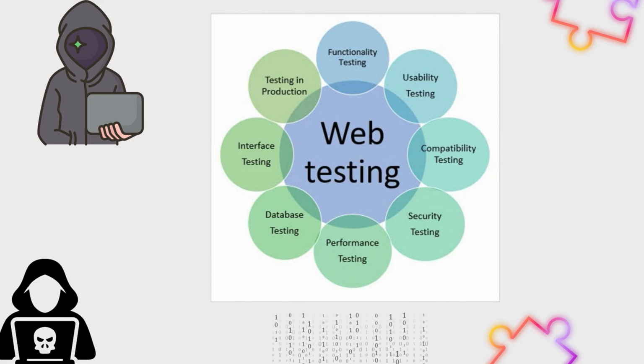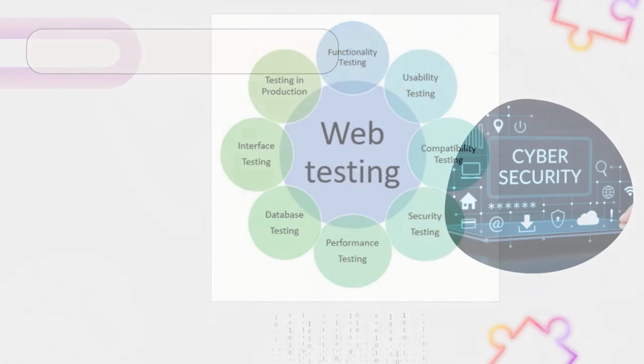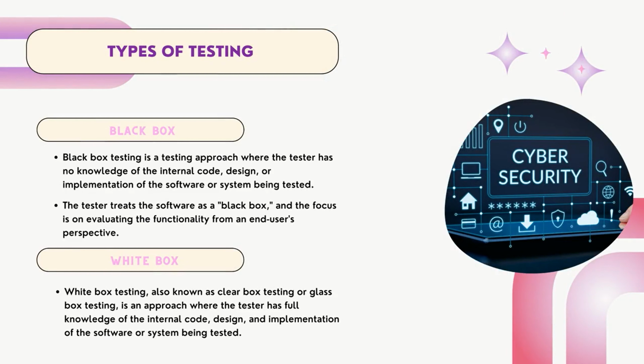Let's discuss the types of web penetration testing. Basically, there are two main types of web penetration testing, which are black box and white box testing. Black box testing is when the penetration tester has no prior knowledge of the website or the web application being tested, so they must use their own skills and knowledge to find the vulnerabilities. Whereas in white box testing, the penetration tester has full knowledge of the website or web application being tested, and this includes the source code, architecture, and the configuration.